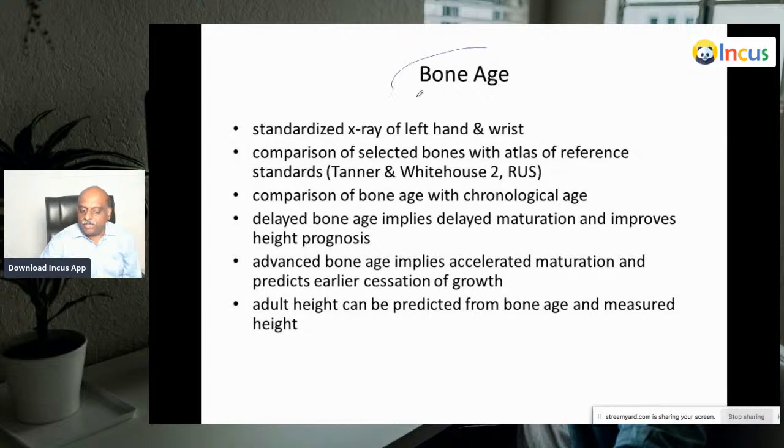So bone age, you do standardized x-ray of the left hand and wrist. So delayed bone age implies delayed maturation and improves height prognosis. Advanced bone age means accelerated maturation and predicts early cessation of the growth.